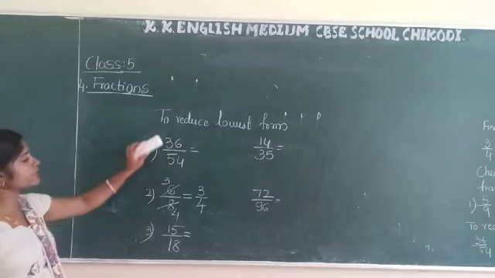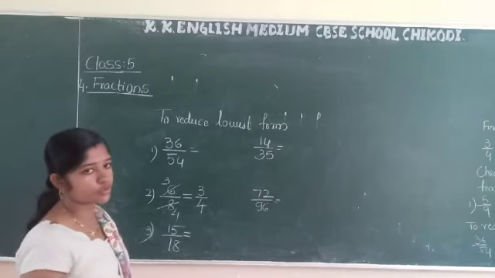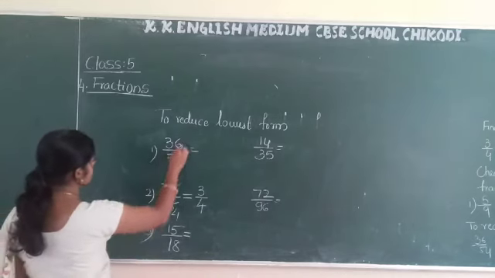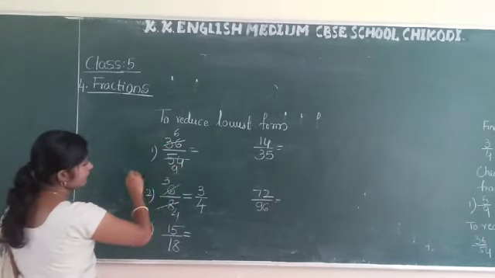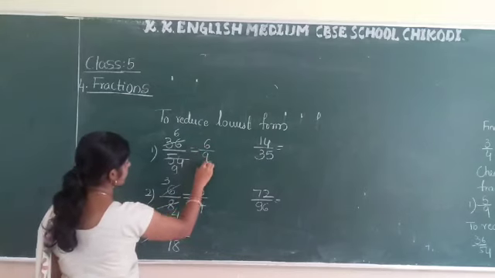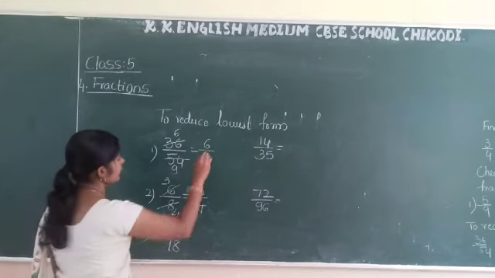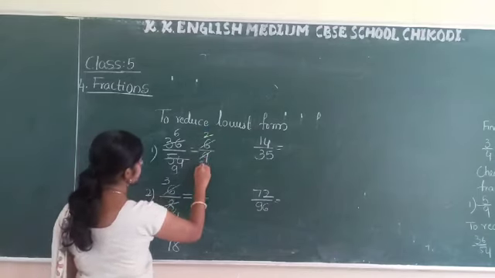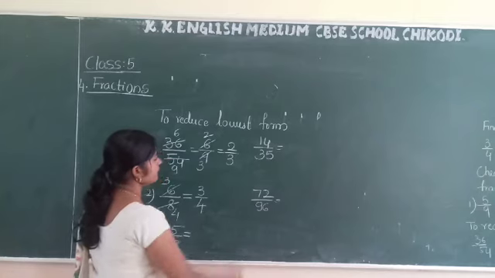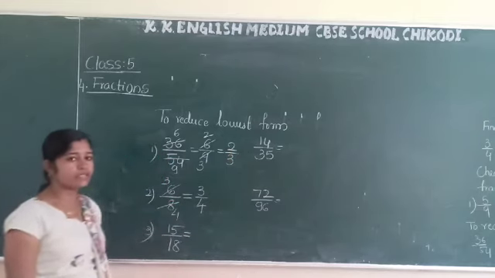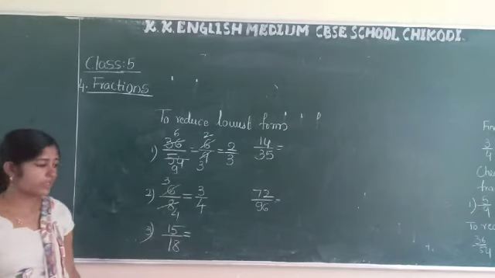Then next, 36 and 54, both numbers are in the 6 table. For this you must know the tables. 6 sixes are 36. Next, 6 nines are 54. Here you write 6 by 9. Then see here, 6 and 9 again are both in the same table, the 3 table. 3 twos are 6, 3 threes are 9. Then its lowest form is 2 by 3, because we can't divide 2 and 3, they are not in the same table. So this last form we call the lowest form of the fraction.